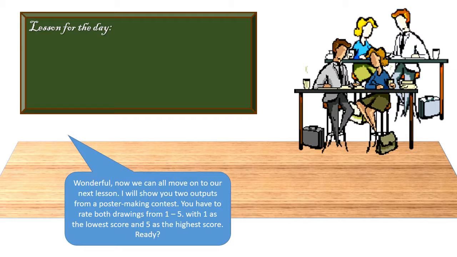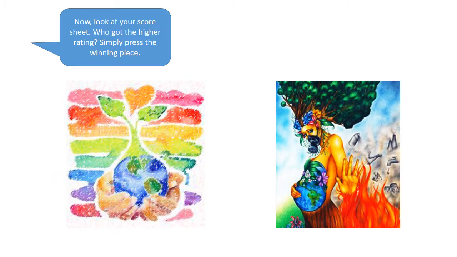I will show you 2 outputs from a poster making contest. You have to rate both drawings from 1 to 5, with 1 as the lowest score and 5 as the highest score. Ready? Yes, ma'am. Now, look at your score sheet. Who got the higher rating? Simply press the winning piece.